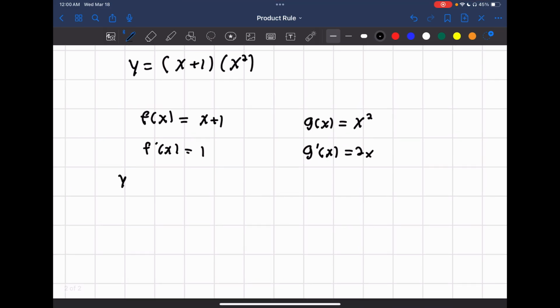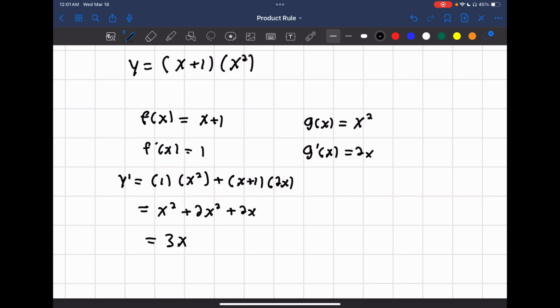And following the formula, y prime will be 1 times x to the power of 2 plus x plus 1 times 2x. And this would simplify to x to the power of 2 plus 2 times x to the power of 2 plus 2x, which simplifies to 3 times x to the power of 2 plus 2x. And this would be our final solution.